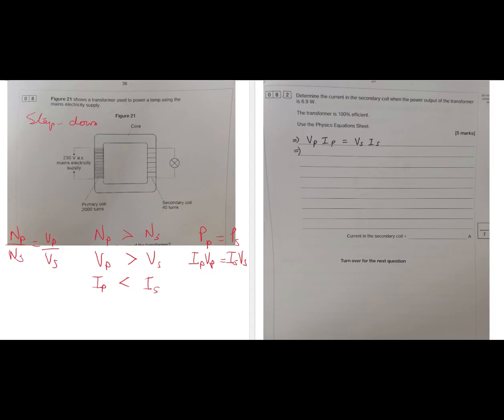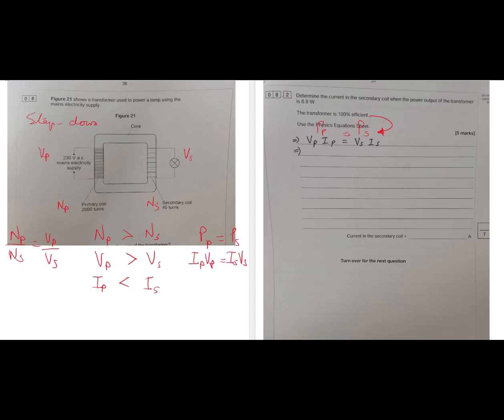So 8.2: determine the current in the secondary coil when the power output of the transformer is 6.9 watts. What you wrote there is a good starting point. You've got power in the primary equals power on the secondary because we're assuming 100% efficient, so there's no energy loss. Now the issue here is you've got VP, you've got NP, you've got NS. You could work out VS.